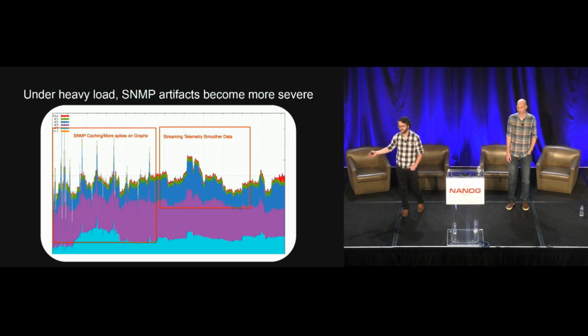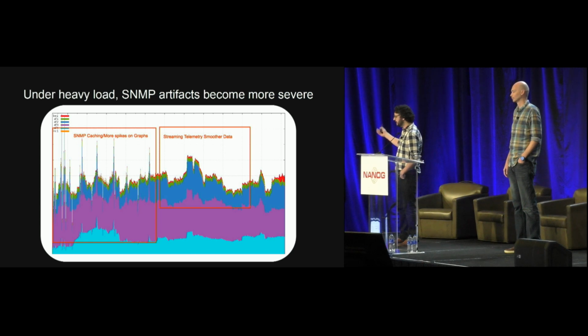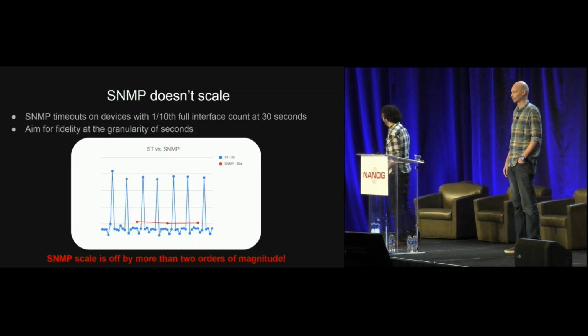The right-hand side of the graph shows when we've turned streaming telemetry on. This is the same device, the same interface, and this is the breakdown of traffic at the time. We can see that it's smoothly evolving. It's actually accurate to the underlying data source of what's happening in the network. So the key problem: SNMP just doesn't scale.